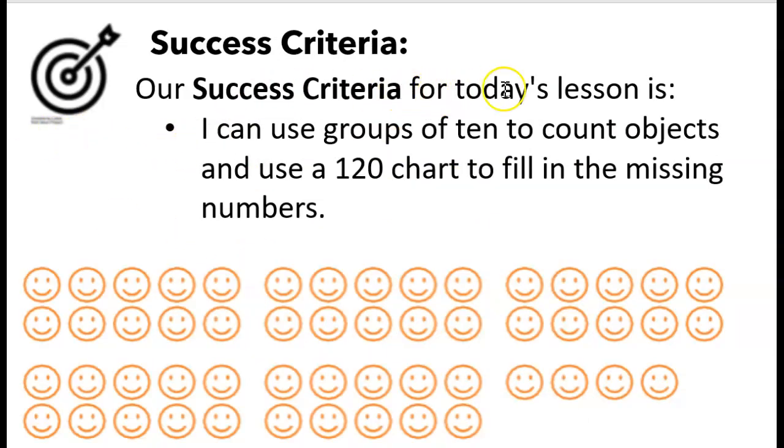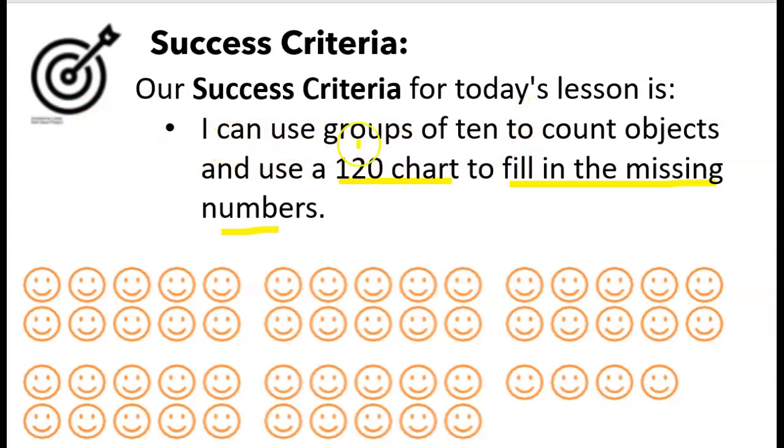Our success criteria for today's lesson is, I can use groups of 10 to count objects and use a 120 chart to fill in the missing numbers. We've been filling in the missing numbers, so we understand how to fill in a 120 chart with the missing numbers. We've been doing that yesterday and several lessons before that.